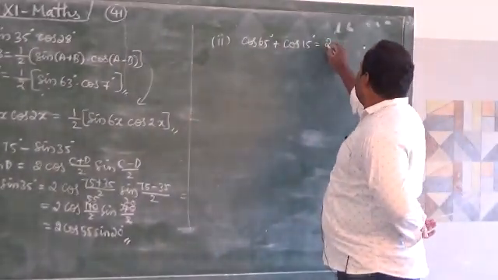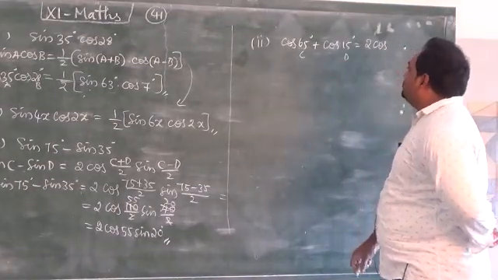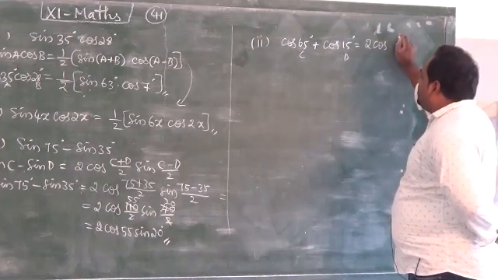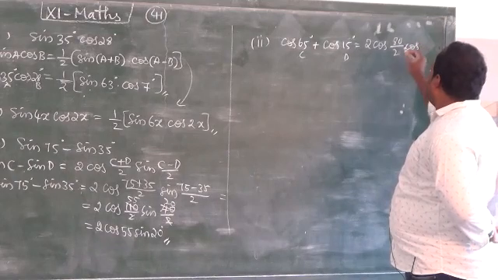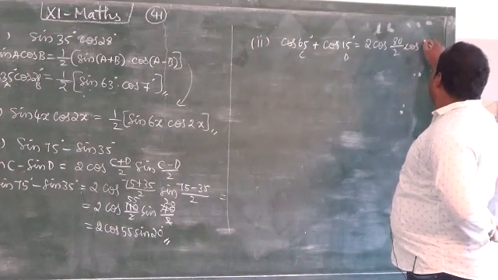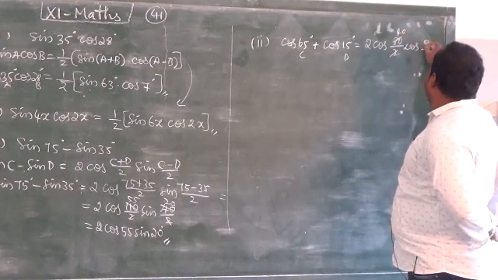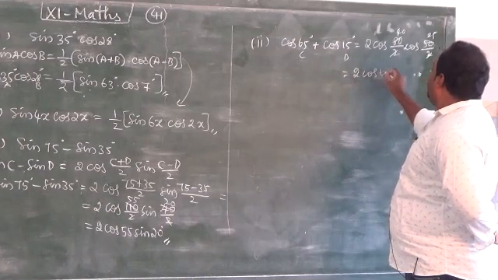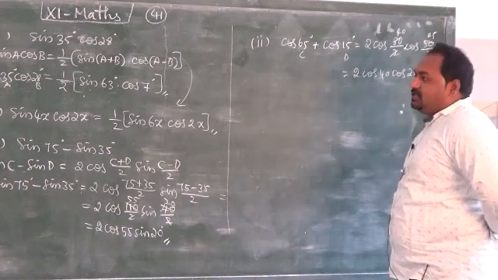So this can be written as 2 cos, this is C, this is D. C plus D is 65 plus 15, that is 80, 80 by 2. Cos C minus D, 65 minus 15 is 50, by 2. If I cancel, this is 40, this is 25. So the answer is 2 cos 40 degree cos 25 degree.